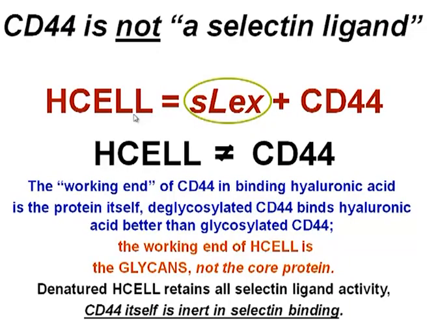The working end of CD44 in binding hyaluronic acid is the protein itself. The deglycosylated CD44 binds hyaluronic acid better, in fact, than a glycosylated CD44 molecule. However, on the other hand, the glycans, the carbohydrate modifications of CD44, confer the selectin binding capability. Indeed, you can denature the core CD44 protein completely, and the HCELL function is intact. So therefore, the carbohydrate provides the function to the CD44 scaffold. That's why it's so important to emphasize that the molecule is HCELL.